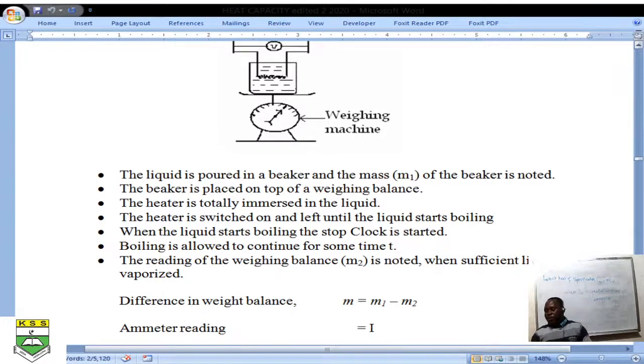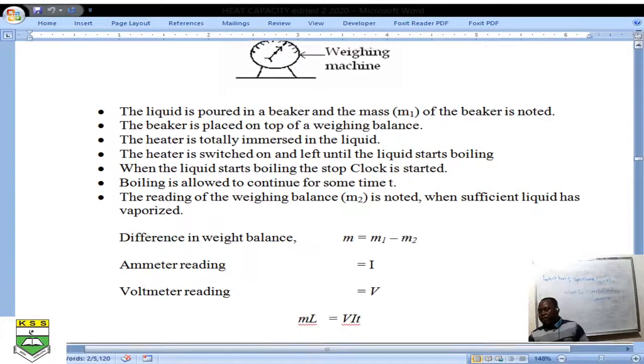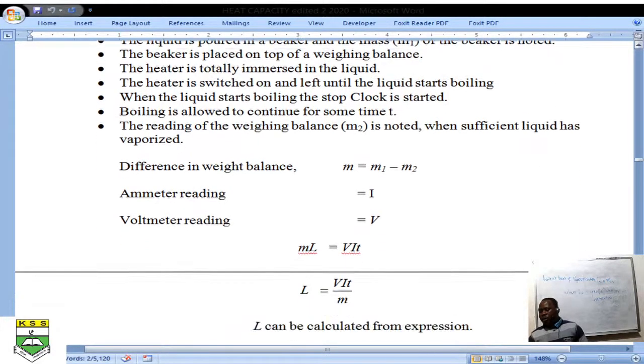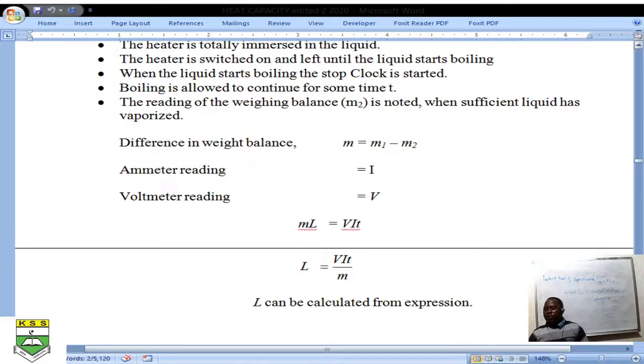We are saying that boiling is allowed to continue for some time t, and then the reading of the weighing balance M2 is noted. Now when sufficient liquid has vaporized, the difference in the weighing balance, M, which is equal to M1 minus M2, represents the mass of the vapor. We're now looking at the stages of the treatment of the results.